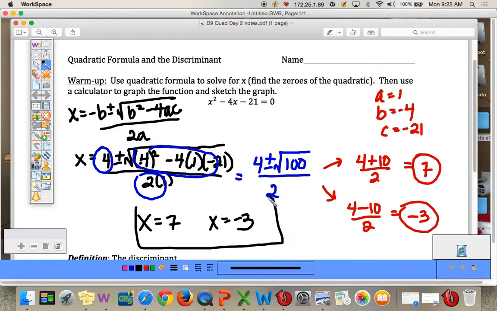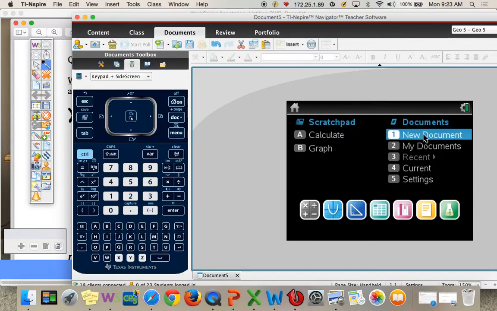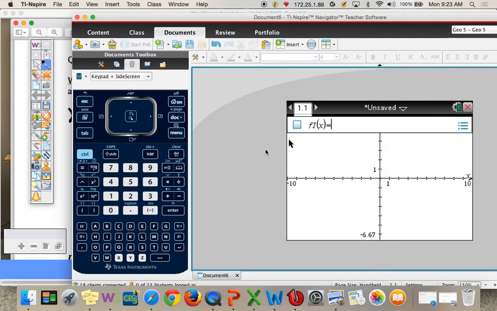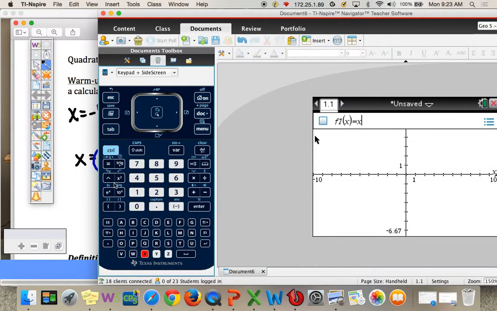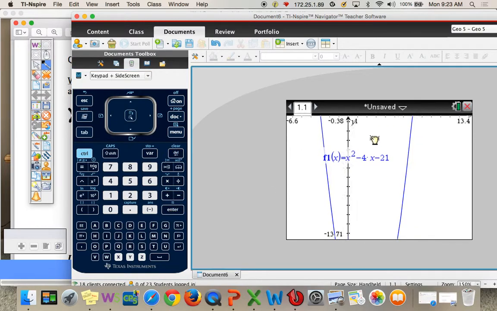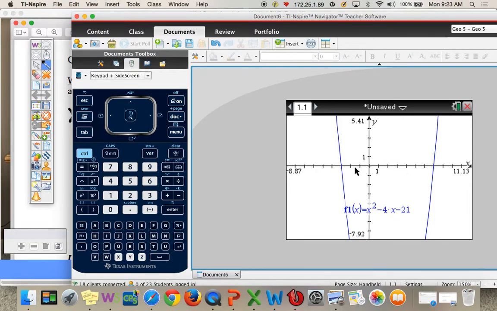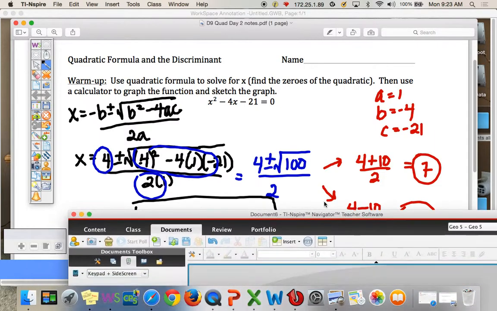When we graph, these are the zeros. We should expect to see our graph crossing the x-axis at these 2 points. So let's go ahead and type this in. I'm going to open a graph page and type in our quadratic, which was x squared minus 4x minus 21. Oops, I put negative 21. Minus 21. And again, we can move this around, but we can see our 2 x-intercepts. One's at negative 3, and one is at 7, which we had right here. Negative 3 and 7.